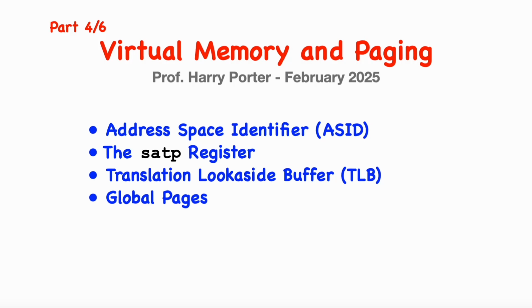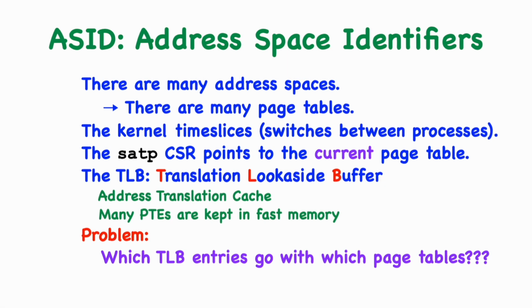Okay, let's get started. When the operating system is running many user processes, each will have its own virtual address space, so there will be a bunch of address spaces, and consequently, many page tables. There's a whole page table tree for each different address space. To implement multitasking, the kernel will be switching between user processes constantly, and this is called time slicing.